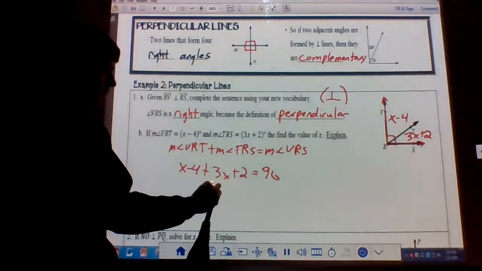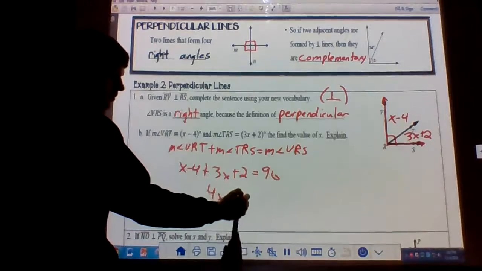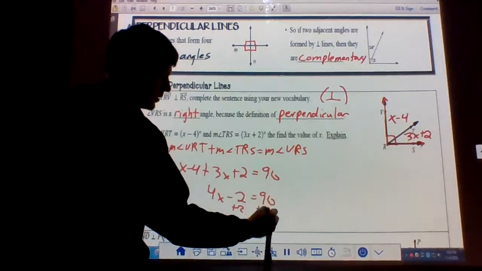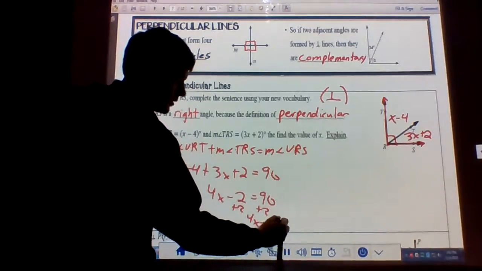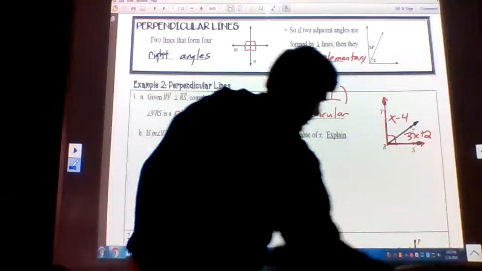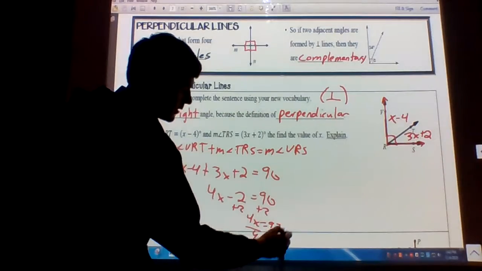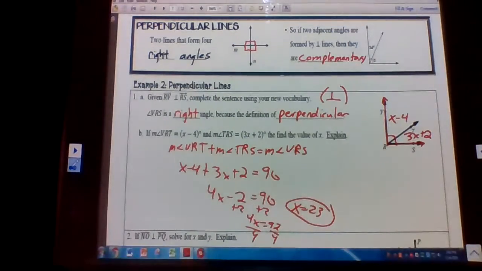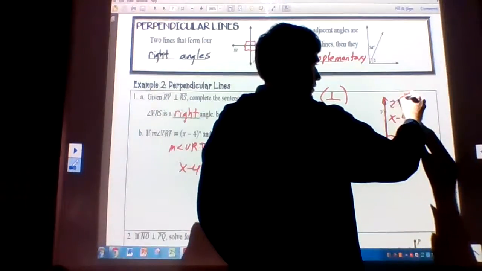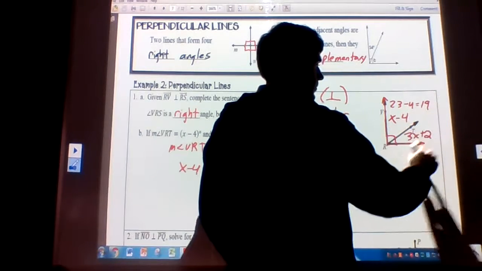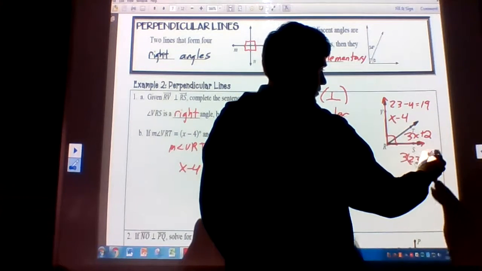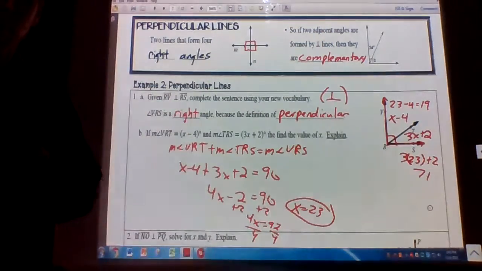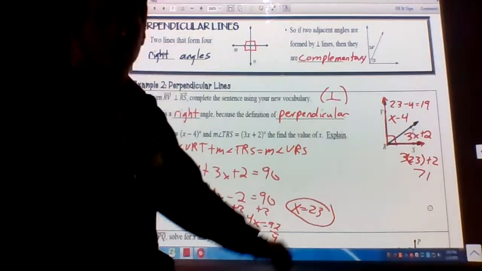We know the measure of angle VRS is 90 because it's a right angle. Combine like terms, that's going to be 4x minus 2 equals 90. We can add 2 to both sides, and we get 4x equals 92. And then we can divide by 4, and we get x equals 23. Check and make sure 23 is right. We can substitute it in. So 23 minus 4 is going to give us 19. And then 3 times 23 plus 2, that's going to be 71. 71 and 19 is going to add up to 90, so we know we have the right answer here. X is going to be 23.